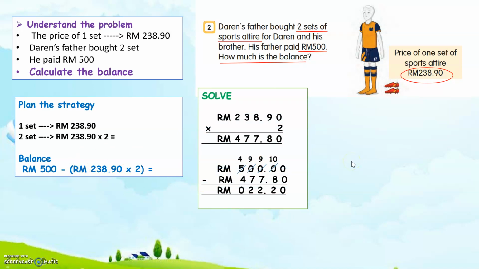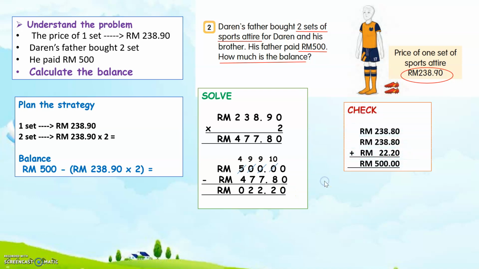The third step is solve. First, we find the price of 2 sports attire, 477 ringgit and 80 cent. Minus with 500. The balance will be 22 ringgit and 20 cent.